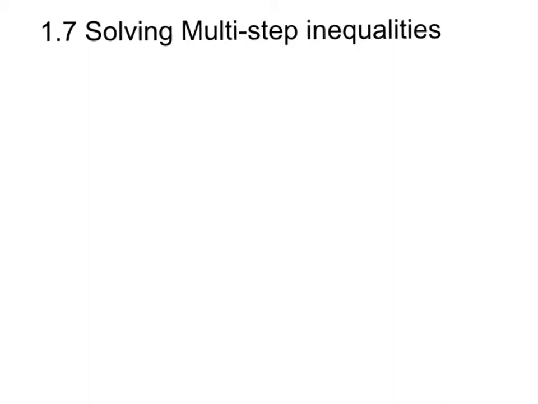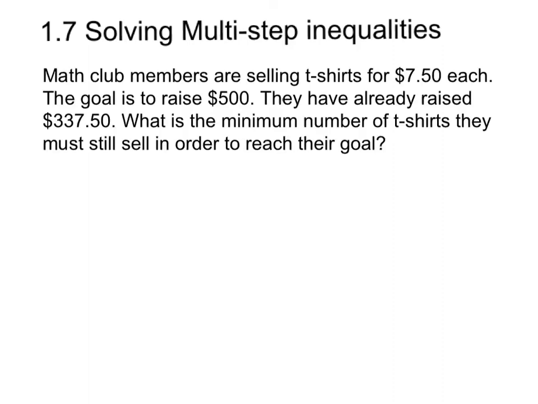So we're going to start with a solve it problem. Math club members are selling t-shirts for $7.50 each. The goal is to raise $500. They have already raised $337.50. What is the minimum number of t-shirts they must still sell in order to reach their goal? If you would like, spend a couple minutes to solve this on your own however you would like.